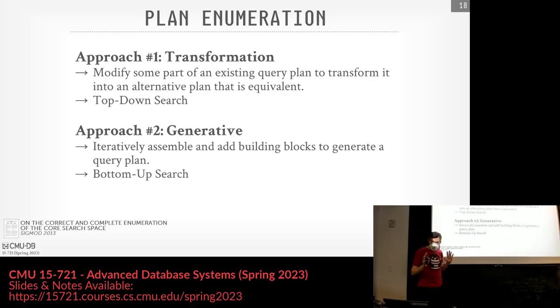I'm seeing a lot of blank faces. So I realize that this is a nuanced idea. But again, I think it will make more sense when we talk about Cascades. Again, it's basically how do we generate different join orderings that we can then feed into our optimizer search model to say here's what I could be doing.